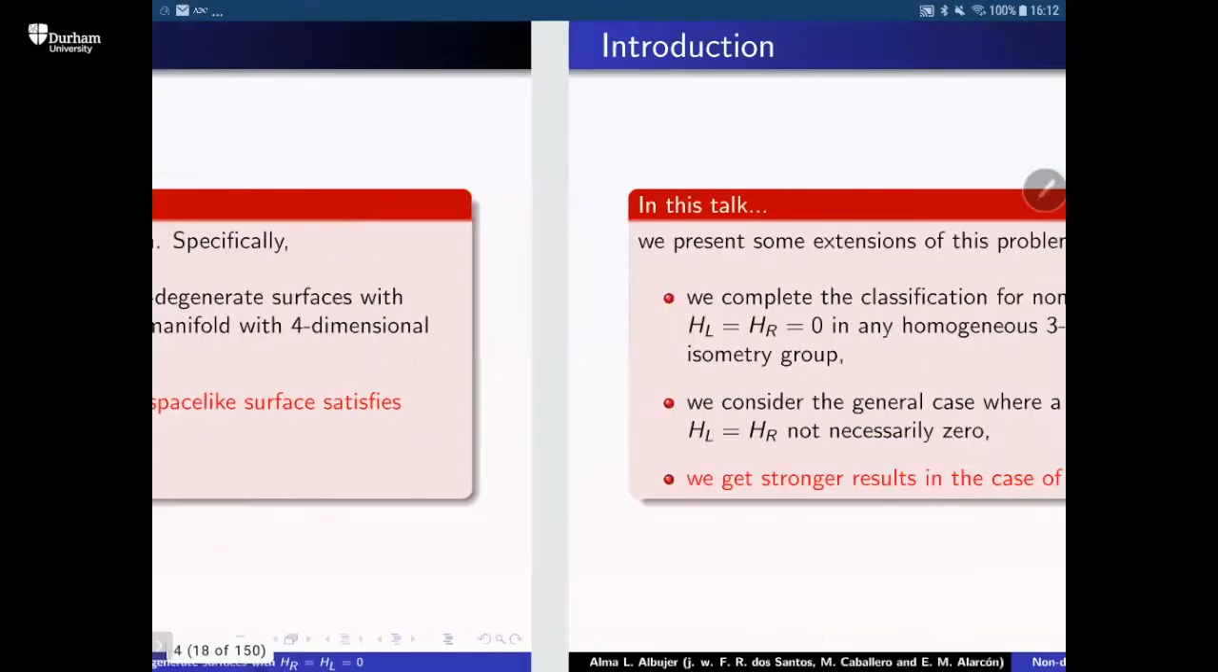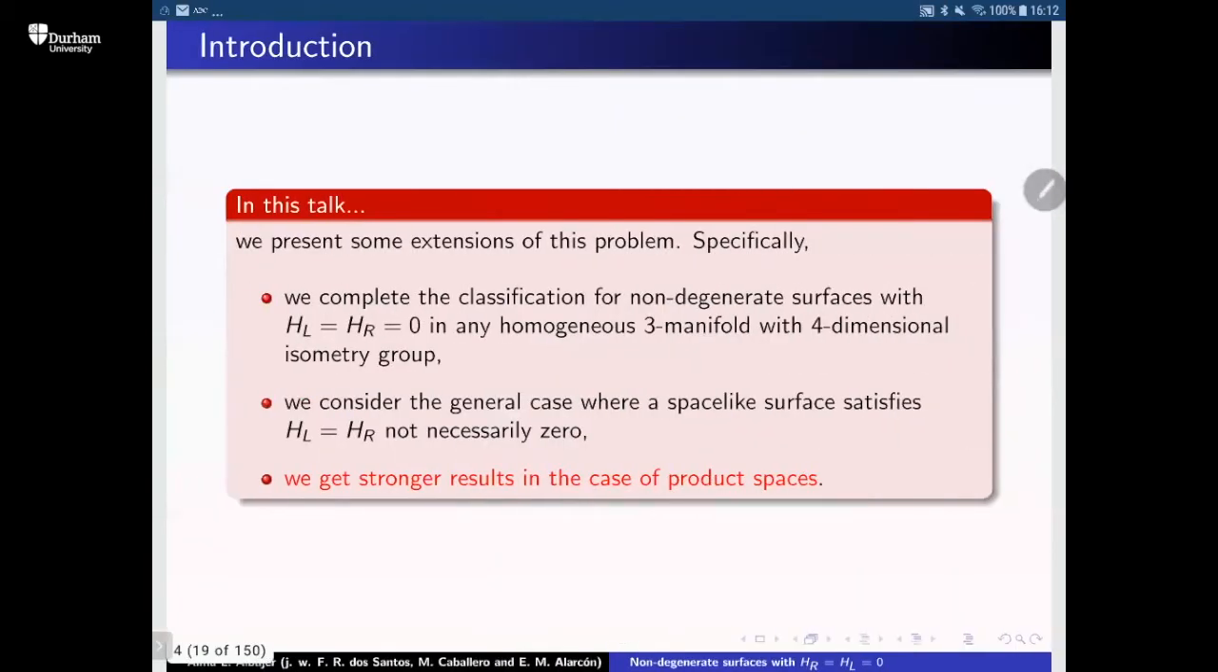And later I will show, if I have time, I hope so, how we can get some stronger results in the case where the ambient space is a product space. And I will try also to make you understand why we can expect stronger results in the case of product spaces than in the general case of a homogeneous three-manifold.